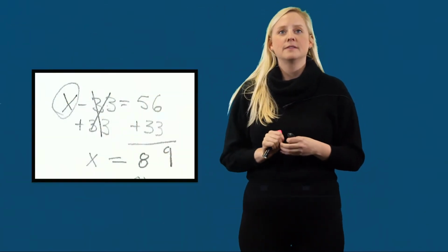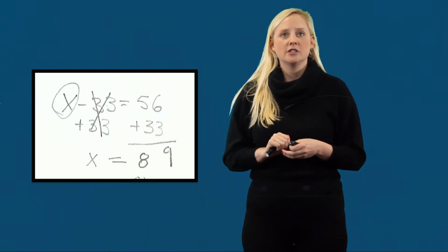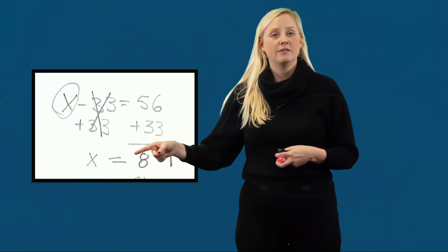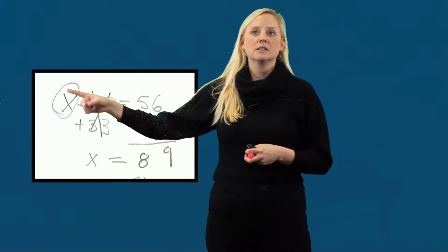So here's an example of student work where we have a standard equation where the student had to add to isolate the x. The student forgot to draw a line down from the equal sign, but the student did circle the x.